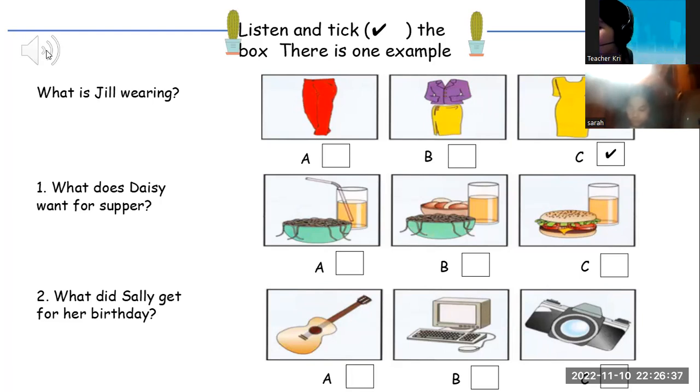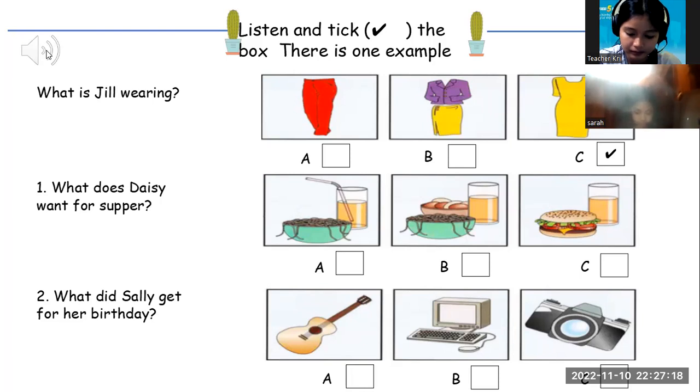Part 4. Look at the pictures. Listen and look. There is one example. What is Jill wearing? Look, Mum, can you see my friend Jill? No, I can't. What's she wearing? Red trousers? No, she's got a new dress. Is it blue? No, it's yellow. Can you see the tick? Now you listen and tick the box.